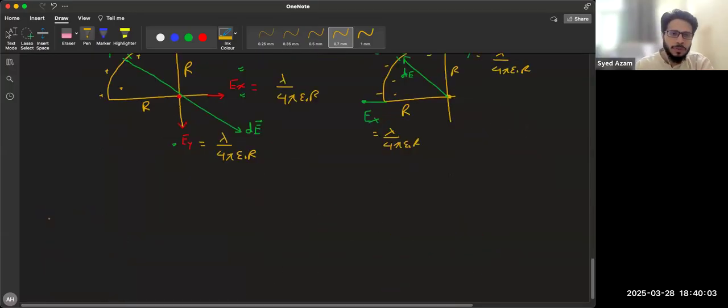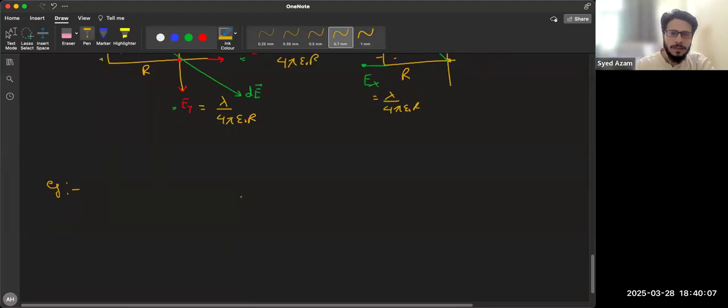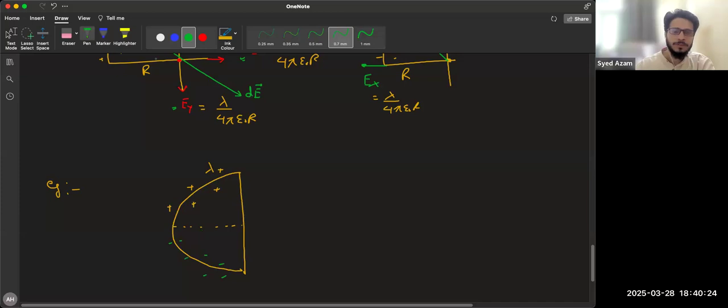Now let's do a very simple problem on this concept. Let's take a semicircular coil. In this semicircular coil, instead of a single charge density, let's put two different charge densities. One is the positive charge density lambda, another is the negative charge density, minus lambda. This is plus lambda and this is minus lambda. You are supposed to calculate the electric field at the center.